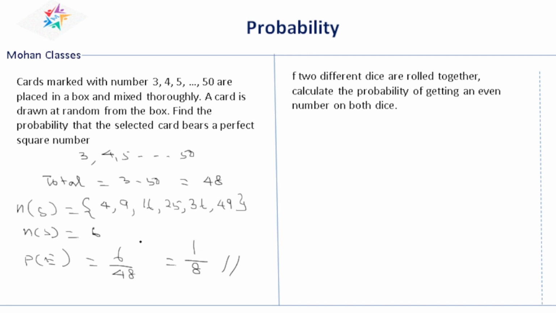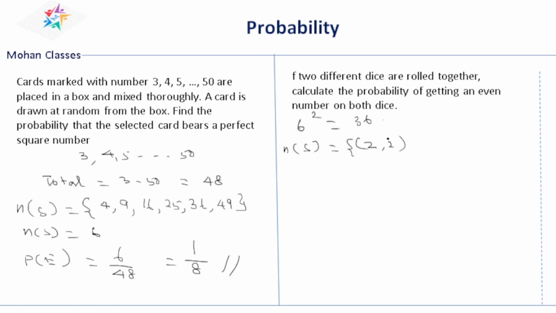Okay. Now here, two different dice are rolled together. Calculate the probability of getting an even number on both dice. So here we have to roll 2 times, right? So that means total 36 will be the total possible outcomes. Okay. So here we have to find out what is n of S. So only even numbers, right?